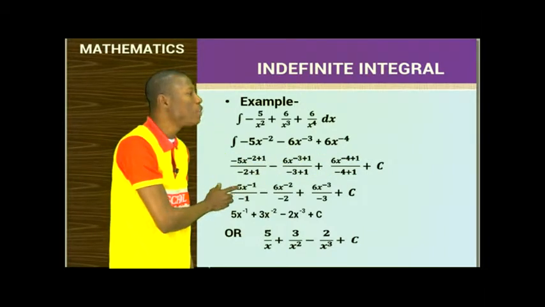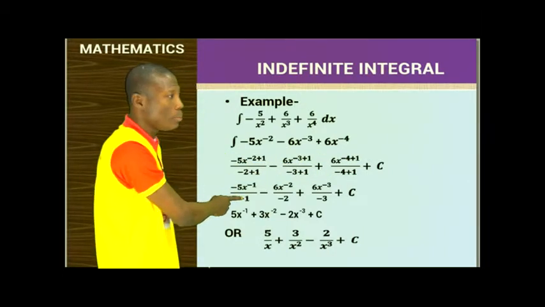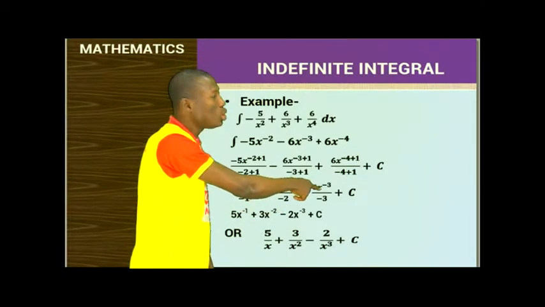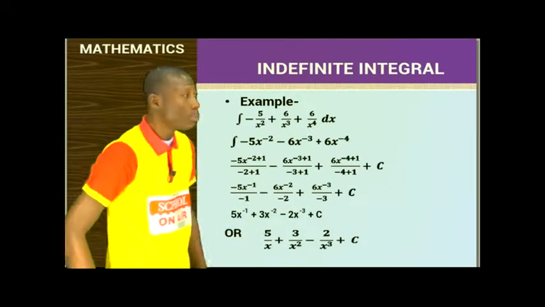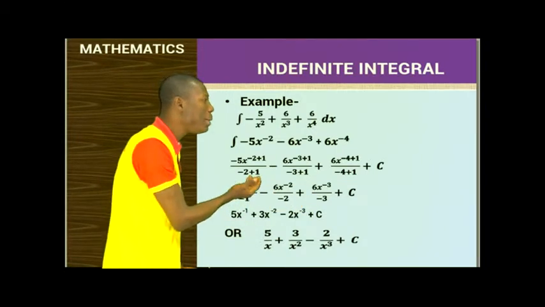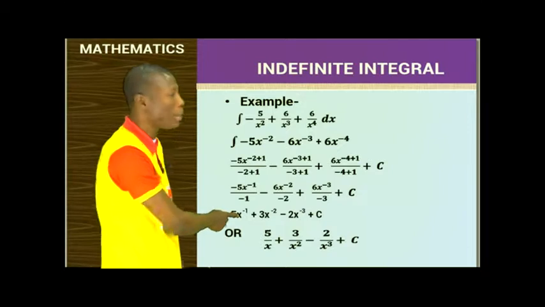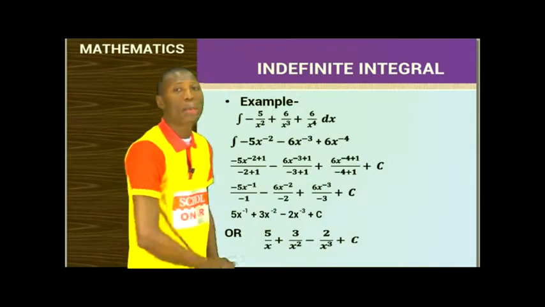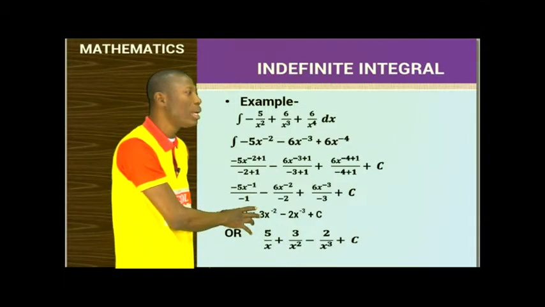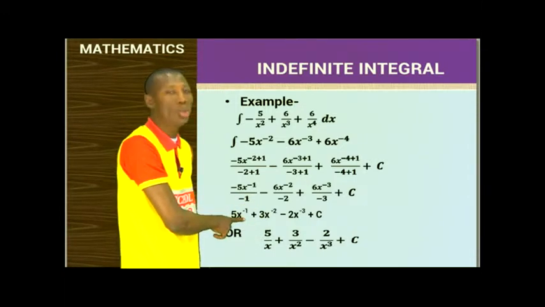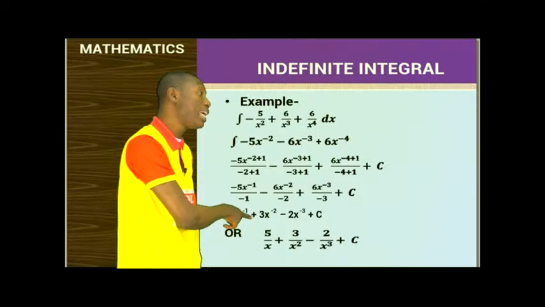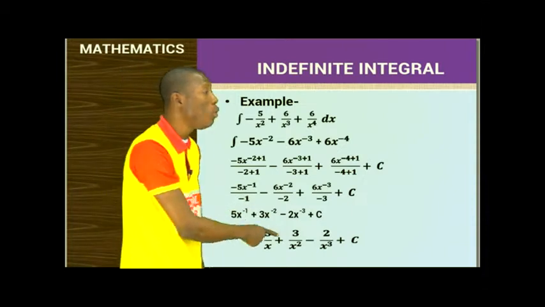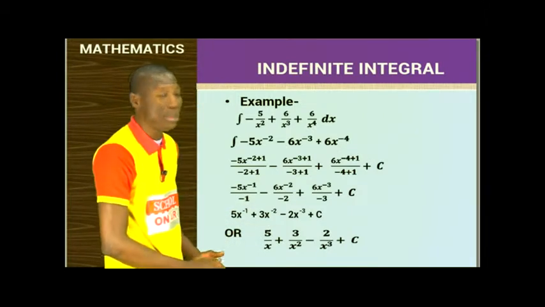Then I have minus 5x over minus 1, minus 6x squared all over minus 2, plus 6x raised to power minus 3 all over minus 3, plus c. By the time I divide, I have 5x raised to power minus 1 plus 3x raised to power minus 2 minus 2x raised to power minus 3 plus c. This answer is okay, or I can write it like this. Since it is raised to the negative power, I can have 5 over x plus 3 over x squared minus 2 over x cubed plus c.